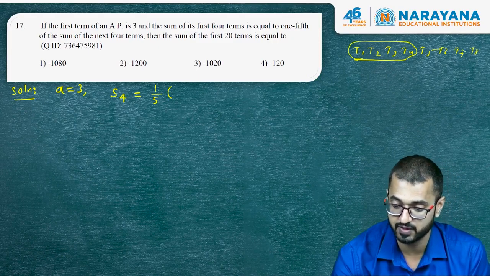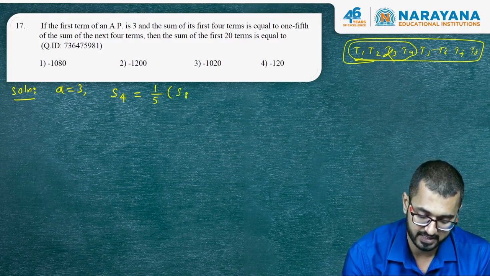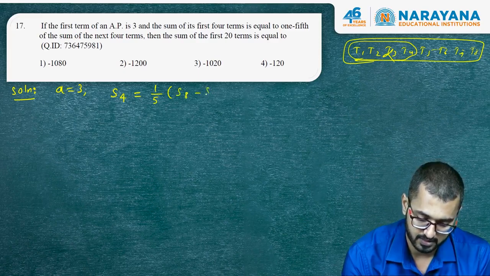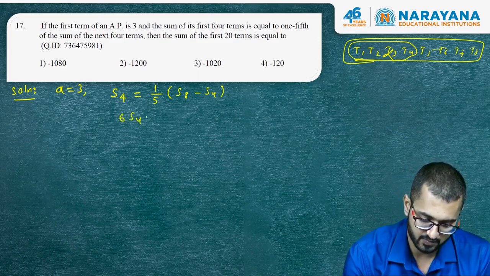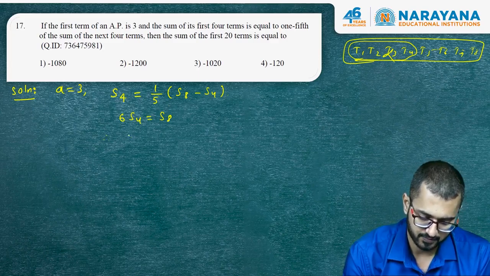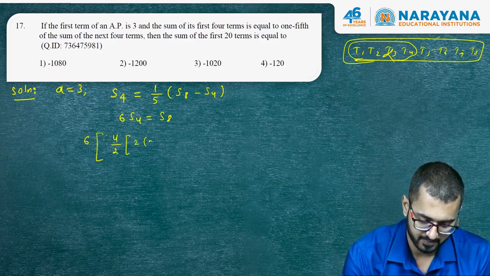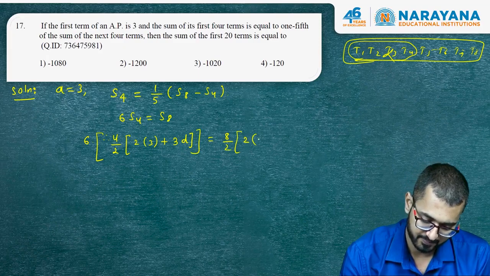So for this next 4, what can we do? From this total, we can remove this one. That means it's going to be S8 minus S4 again. So I'll be getting 6 S4 is equal to S8, right? So from here we can write down 6, and what is S4? It's n by 2 into 2a plus (n minus 1)d. This will now be equal to S8. S8 will be 8 by 2 and then 2a plus (n minus 1)d.